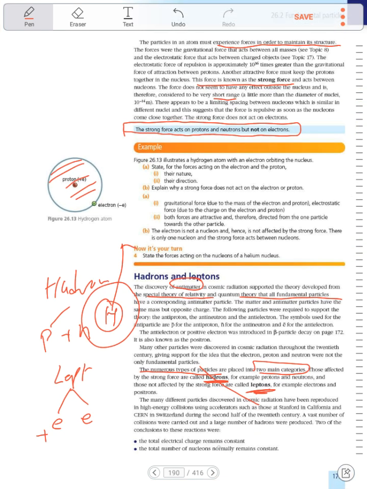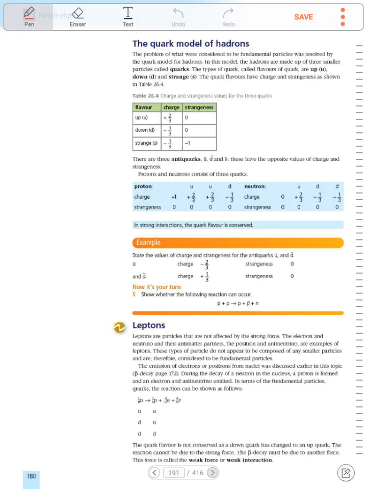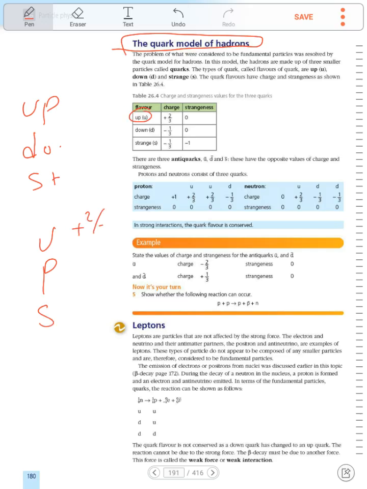The total electric charge remains constant even if we have an ejection of any charge. The total number of nucleons normally remains constant. The three types of quarks known are the up, down and strange. So we have U, D, S. The charge of the up flavor is positive 2/3, down flavor negative 1/3, strange flavor negative 1/3.